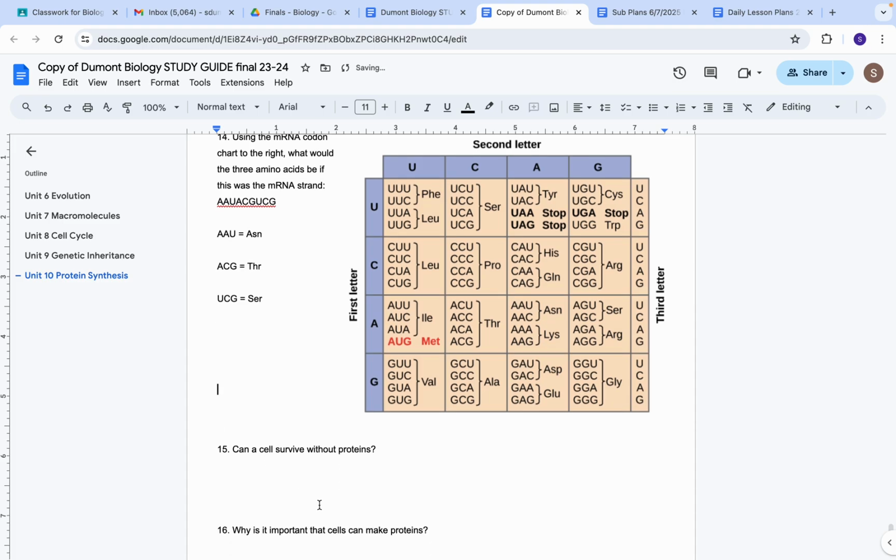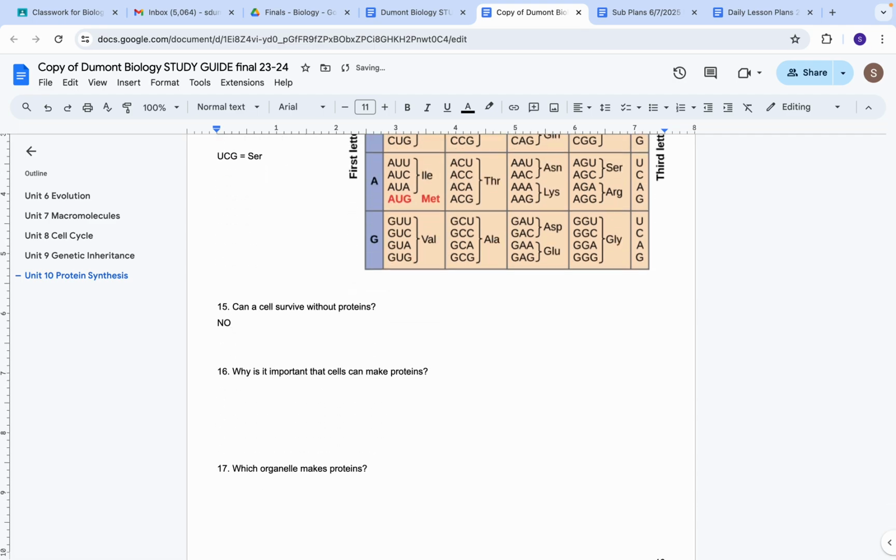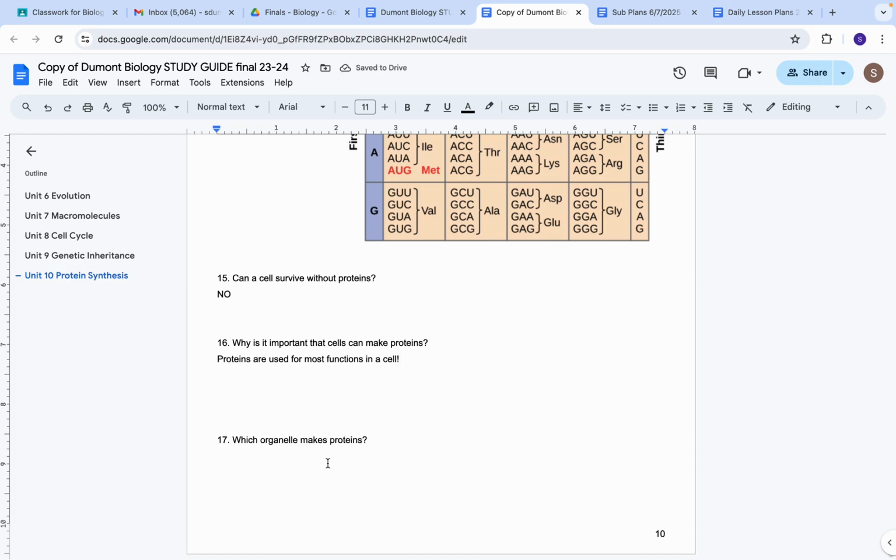Okay, can a cell survive without proteins? Simple yes or no? No. Why is it important that cells can make proteins? Proteins are used for most functions in a cell. Which organelle makes proteins? Ribosomes. And that's it.